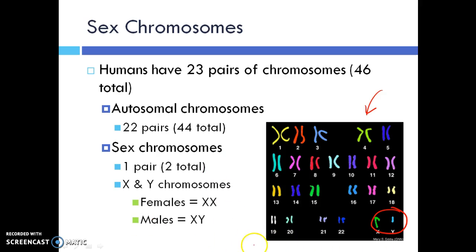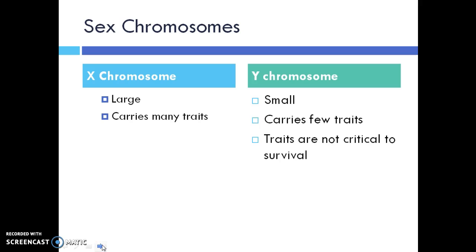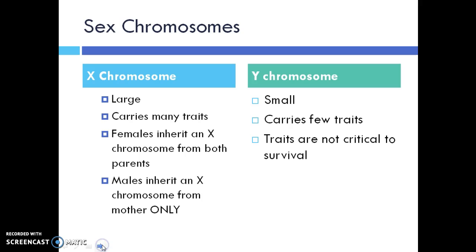So let's quickly take a look at how our sex traits are inherited. Let's talk a little bit about the chromosomes themselves. X chromosomes are very large in comparison to our small Y chromosomes. Therefore, X chromosomes carry many traits, and Y chromosomes carry very few traits, and the traits that Y chromosomes carry are really not critical to survival, which is why women can survive without a Y chromosome. Many of the X chromosome characteristics and traits are really, really important. Females are going to inherit an X chromosome from both parents. The males inherit the X chromosome from their mother because they need to inherit the Y chromosome from their father.